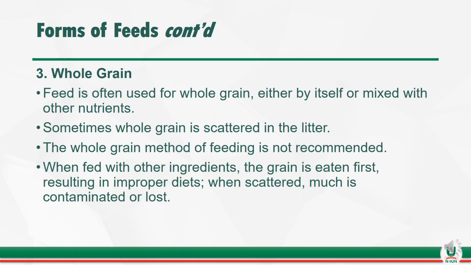Then we have whole grain. Feed is often used as whole grain, either by itself or mixed with other nutrients. Sometimes whole grain is scattered in the litter. The whole grain method of feeding is not recommended. When fed with other ingredients, grain is eaten first, resulting in an improper diet. When scattered, much is contaminated or lost.